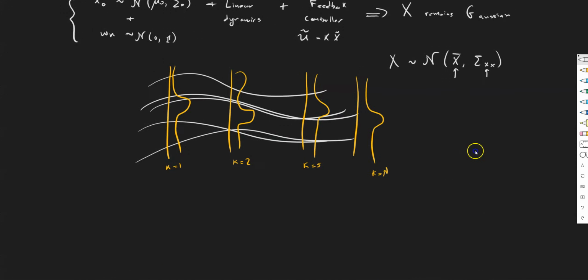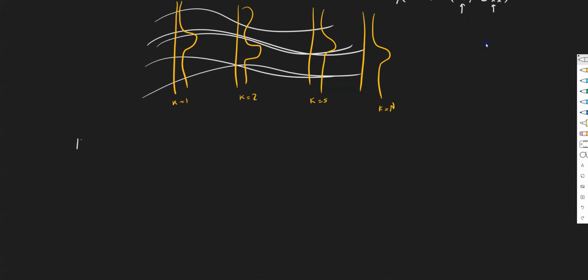And the reason why it's important, let's go back to the chance constraints. We have the probability that alpha j transpose xk is less than beta j is greater than or equal to 1 minus delta jk. These are our chance constraints. The first thing I'm going to do is rewrite it in terms of the augmented state. So xk equals ek times X.